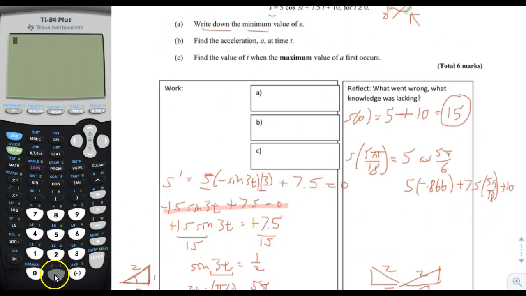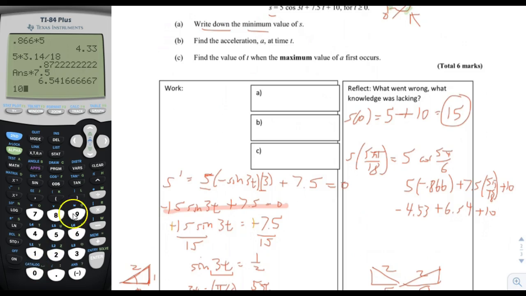We're going to have 0.866 times 5, 4.33. We're going to have 5 times pi, 3.14, divided by 18, times 7.5. 6.54. So the first one is going to be negative 4.33. The second term is going to be positive 6.54. And the last term is going to be 10. So I'm going to add all those together.